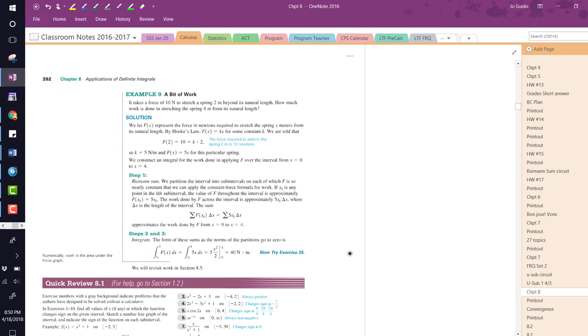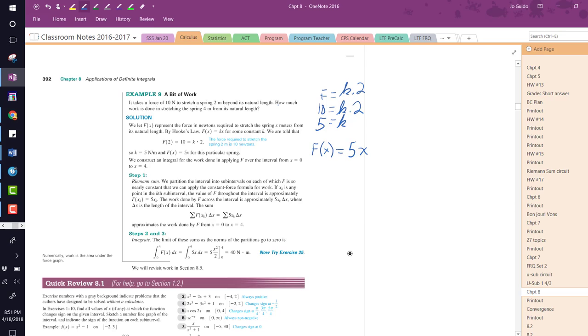So if we look at this example, it says that it takes a force of 10 newtons to stretch a spring 2 meters beyond its natural length, right? So it takes 10 newtons to stretch it 2 units. So that's that force is equal to the constant K times the number of units. And so we can figure out that K is equal to 5. And so our force equation is that the force that it takes to move it X units is equal to 5 times X.